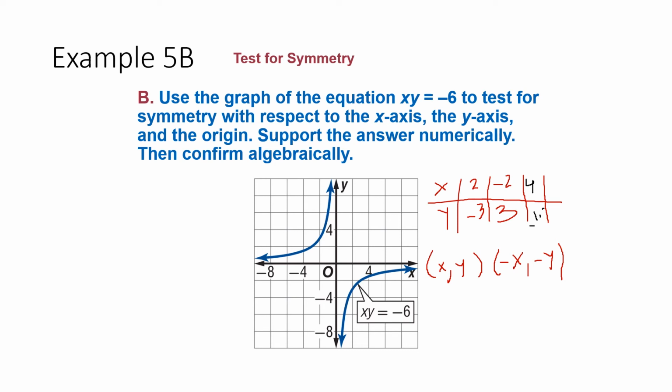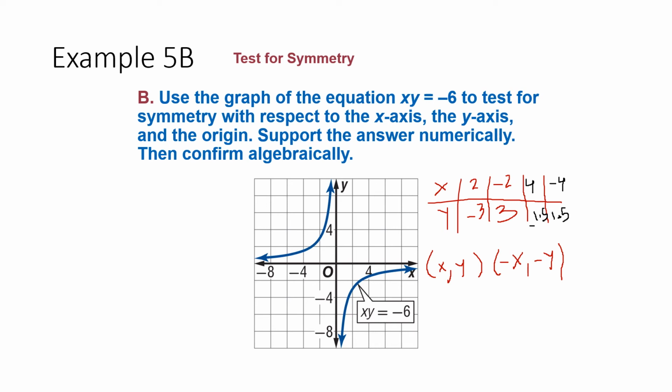Okay, what about -4? What are you expecting for -4? -4 is about 1.5. And the same thing happened again: both x and y have opposite signs. So here I'm done with the numerical part.